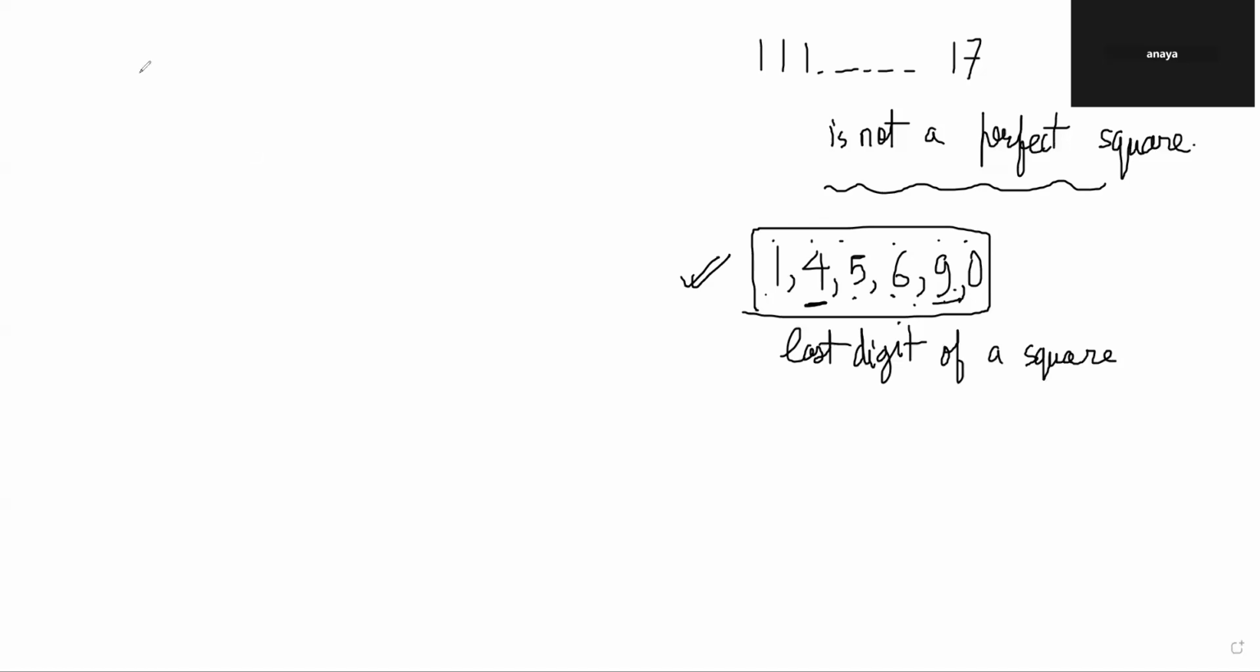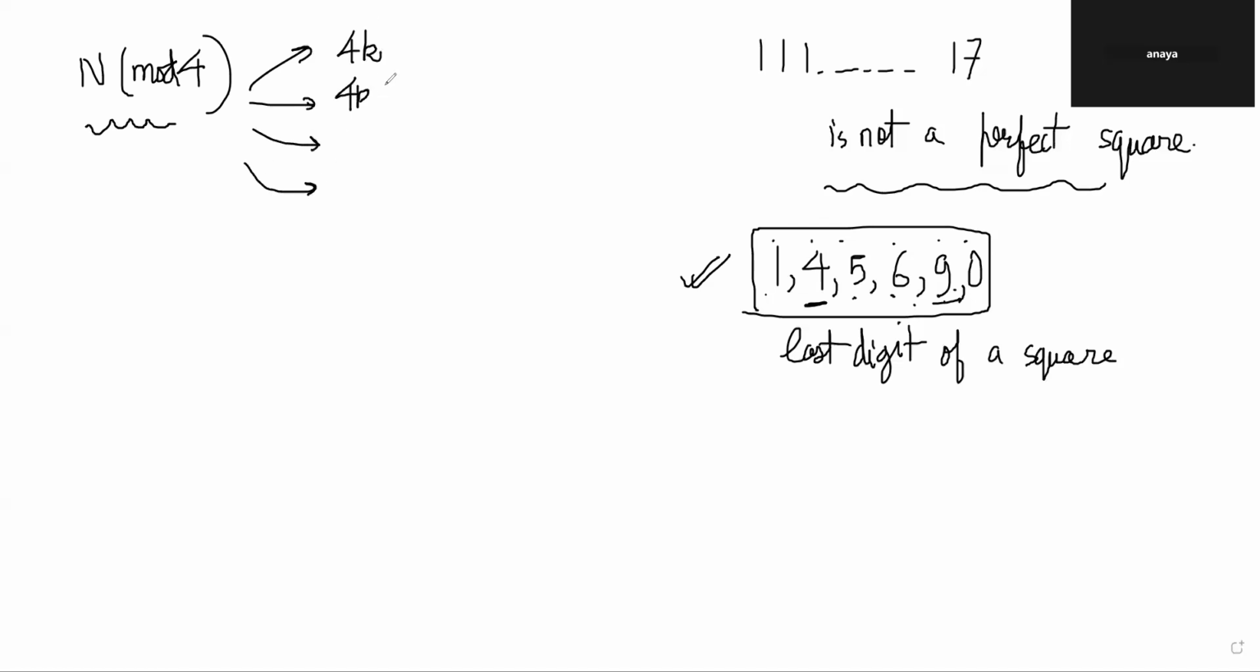Now, similarly, we can also think of a number n and think of it mod 4. If you think of a number n mod 4, there are 4 cases that the numbers could be. It could be 4k, 4k plus 1, 4k plus 2, or 4k plus 3, right? The remainders could be 0, 1, 2, 3. And the squares, in each case, think about the squares.